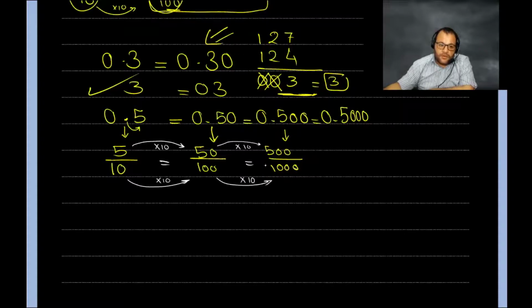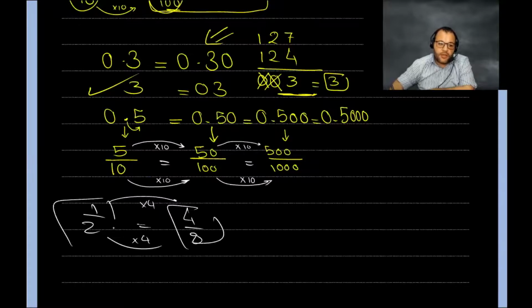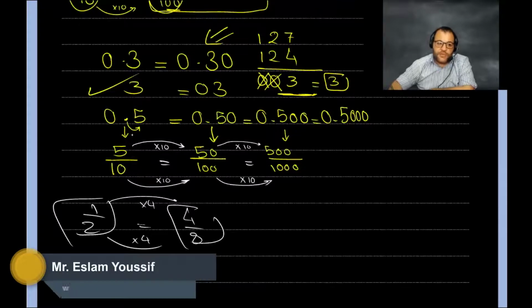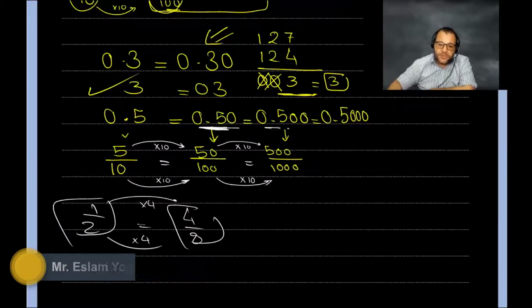If you multiply the numerator and denominator by the same number, the fraction will have the same value or not? That is the question. The part that we explained at the beginning, 1 over 2. If you multiply 1 times 4 and 2 times 4, it will be equal to 4 over 8. We explained this part at the beginning. It's the same. So 5 over 10 is the same as 50 over 100, the same as 500 over 1000. It means 0.5 is the same as 0.50, the same as 0.500.